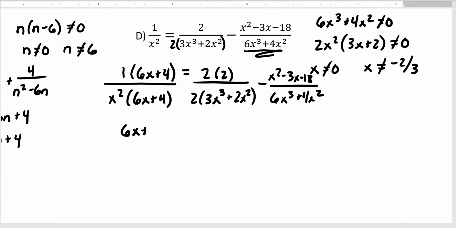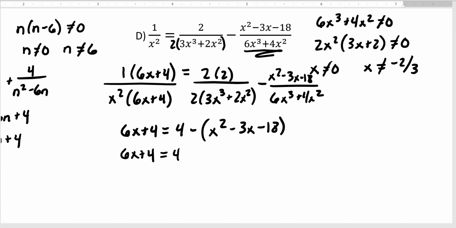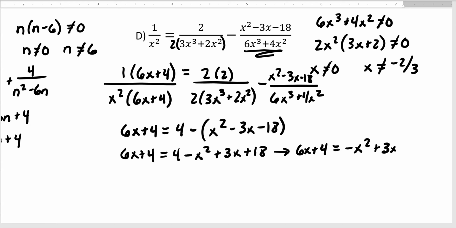I have 6x plus 4 equals 4 minus, and remember we're subtracting this entire thing, so that negative needs to be distributed. So I have 6x plus 4 equals 4 minus x squared plus 3x plus 18, which will become 6x plus 4 equals 4 plus 18 is 22, so negative x squared plus 3x plus 22. So I'm going to move all of these over.